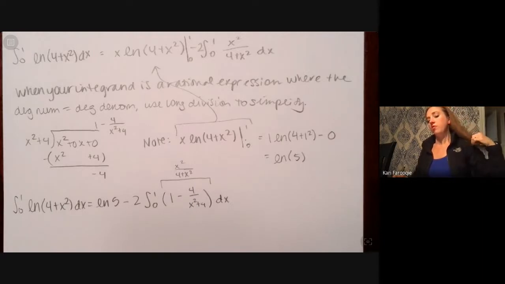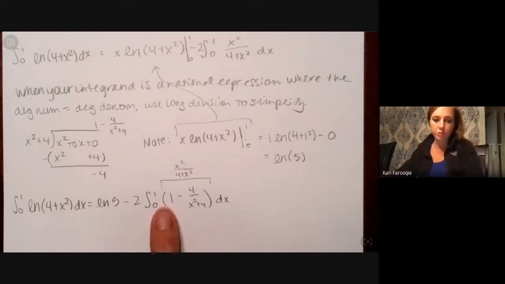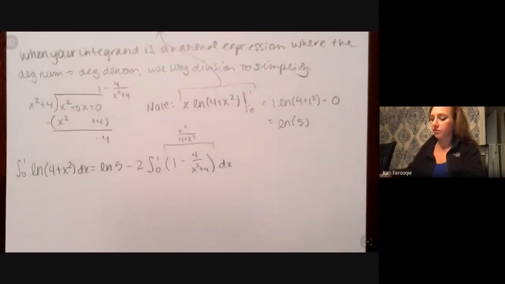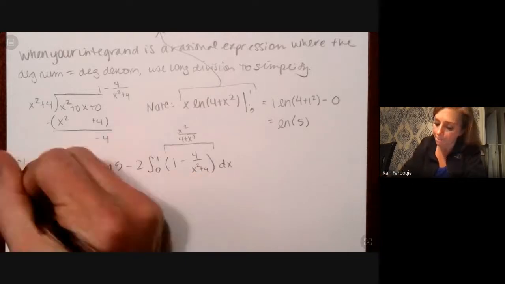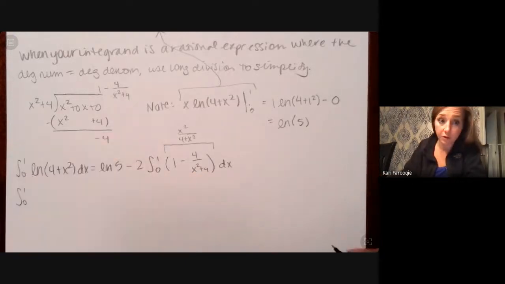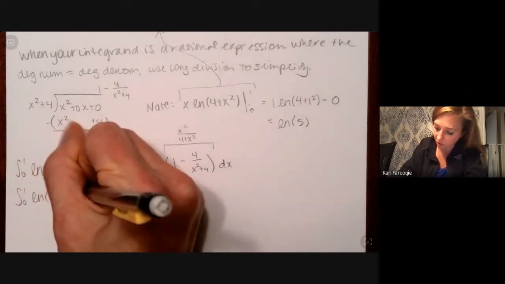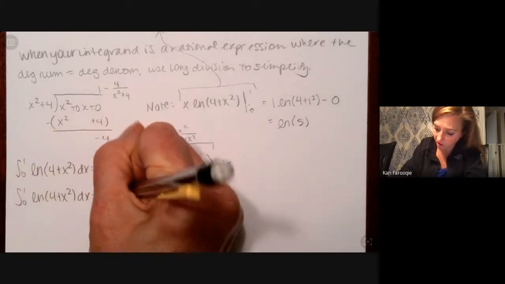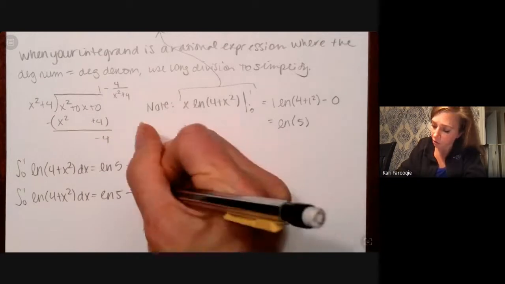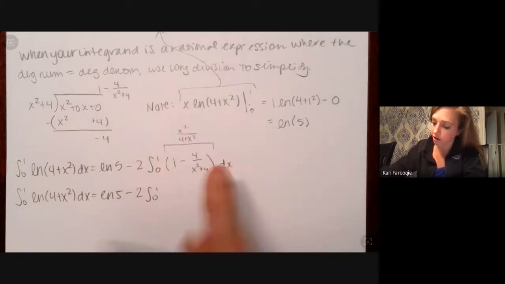Okay, so I'm going to split this up because I have 2 terms. This one's easy to work with, so I don't want to keep carrying it around for nothing. This one is what we're really going to focus on. This is an integral that we worked on in Calc 1. So we're going from 0 to 1 of ln 4 plus x squared dx equals ln 5 minus twice the integral from 0 to 1 of 1 dx.